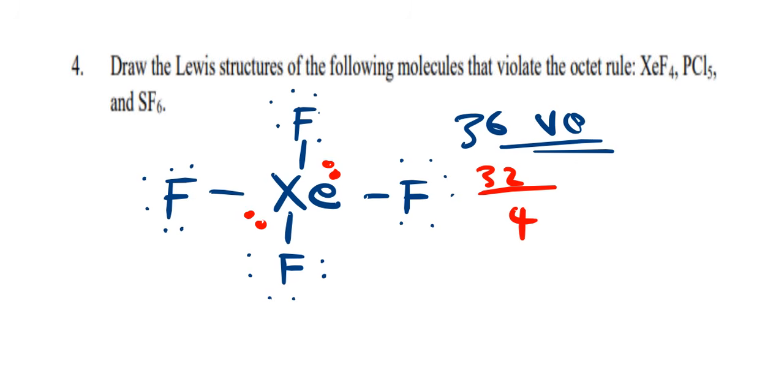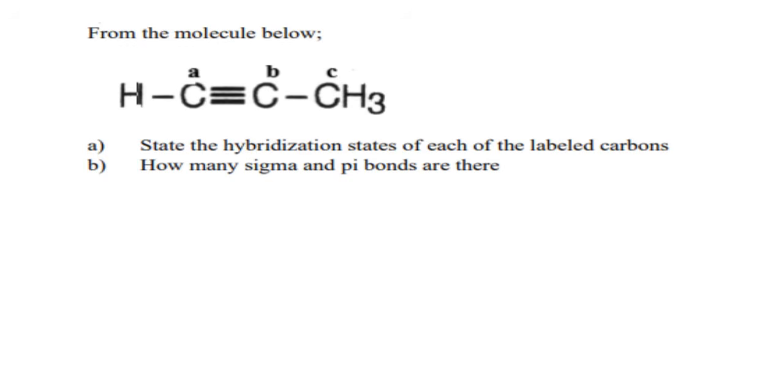So now this will be the final structure. It has violated the octet rule, okay, because how many electrons is it supposed to have to be stable? Only 4 to share, to be stable, but it has gained 4 more. So this is a violation of the octet rule. That is very important for you to know.